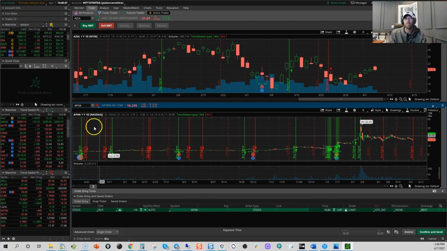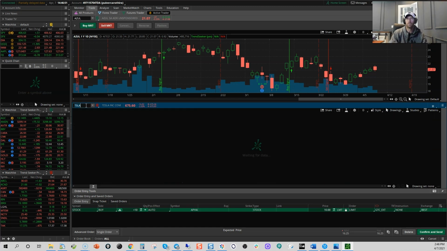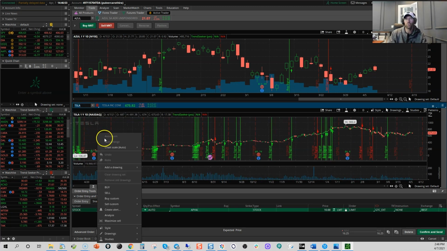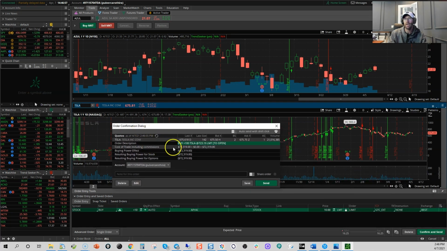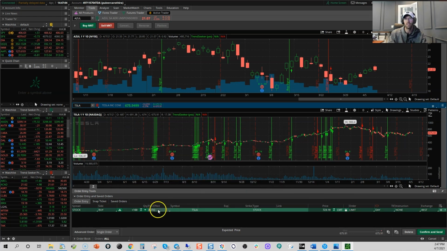Okay, if I wanted to trade something else, let's say that I wanted to switch the symbol. Let's say I want to trade Tesla. Okay, so there's Tesla. If I wanted to right click, if I wanted to buy Tesla. Okay, do I want to buy 100 shares and spend $72,000 on Tesla? No, so let me edit this. Let's go down to our order entry. I would buy the stock. I'll probably take, let's say, 2 shares of Tesla.